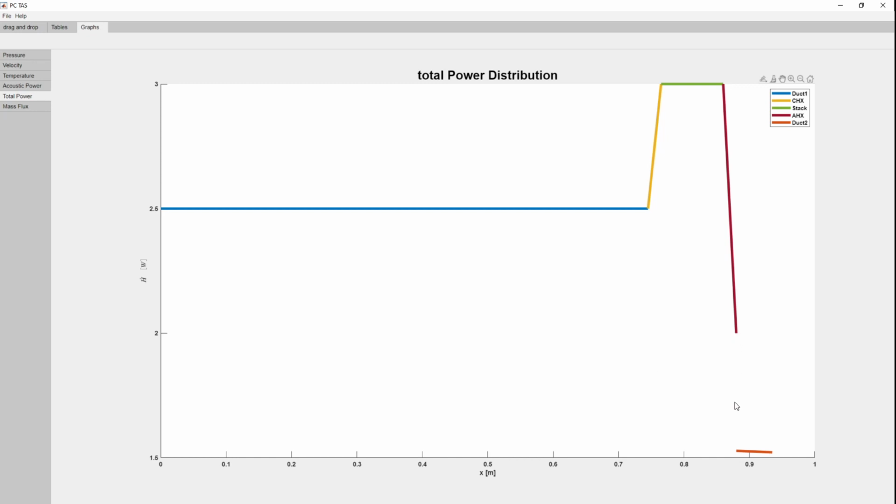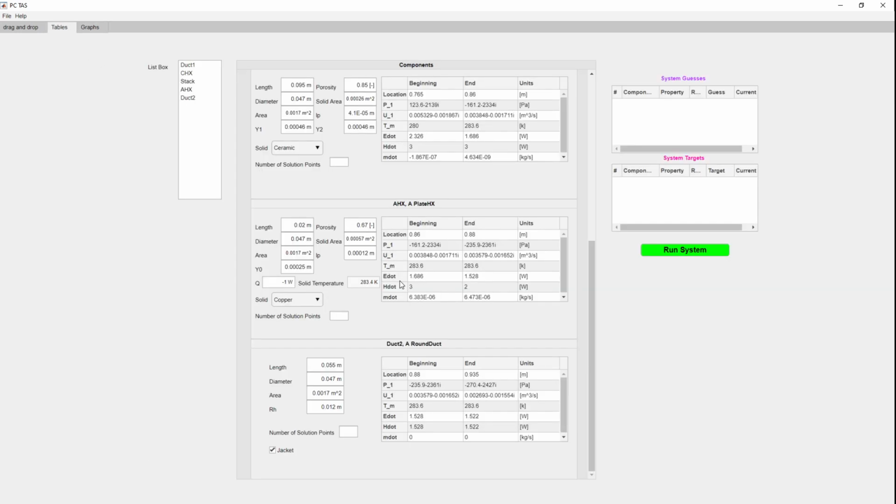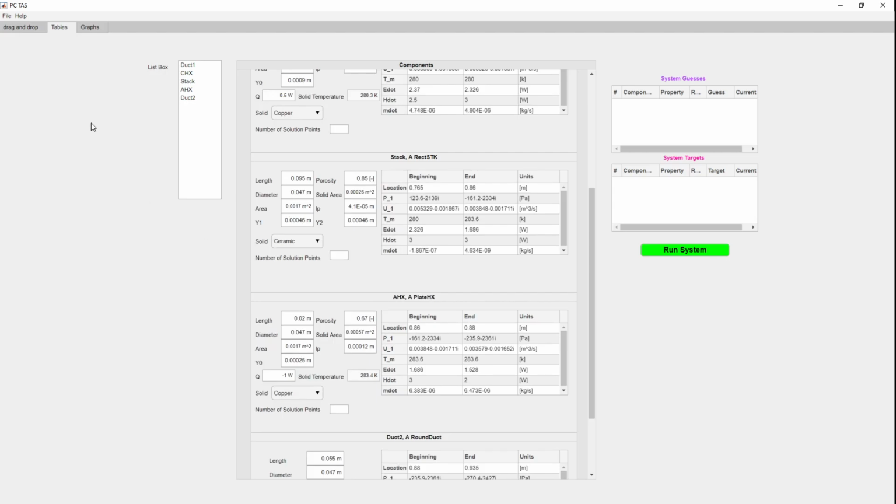We see here a jump in the total power from the ambient heat exchanger to the second duct. This is because of the jacket. The jacket induces a jump in the total power, and this is another problem. Last of all, we have the solid temperature. The calculated solid temperature of the ambient heat exchanger is 283 K. The actual solid temperature was around 295 K. So this is the last problem.